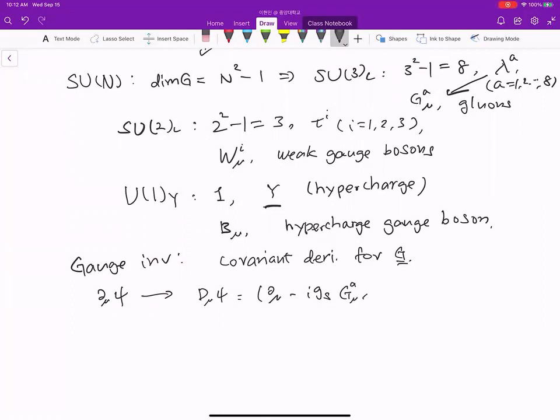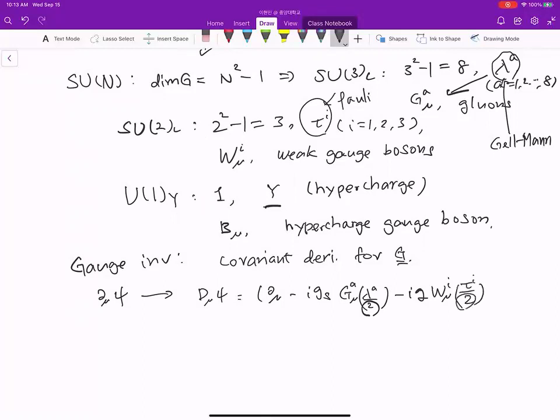And so this lambda A matrix is the Gell-Mann matrix, eight of them. And this tau is the Pauli matrix, three of them. And I need to divide by 2 here in order to make the generators satisfy the commutation relation. So I will talk about that too. Then the weak gauge part, again there's a factor of 2 here, and minus i g' times the hypercharge and the B mu gauge field.